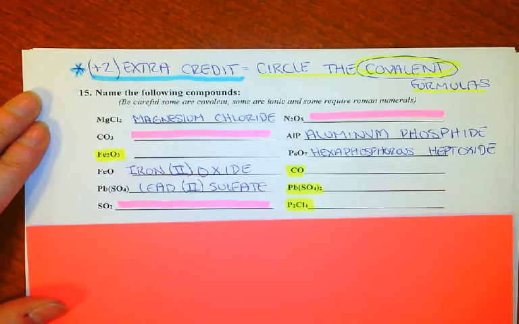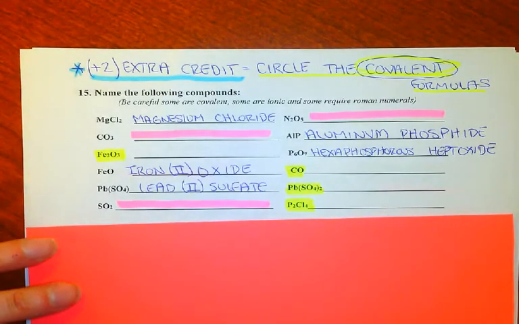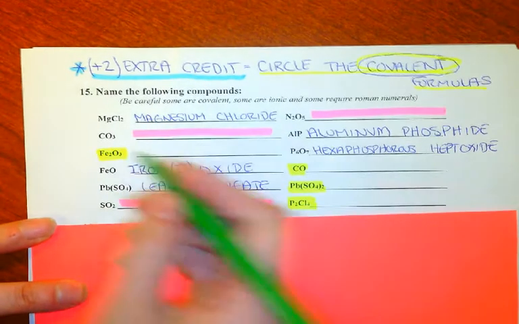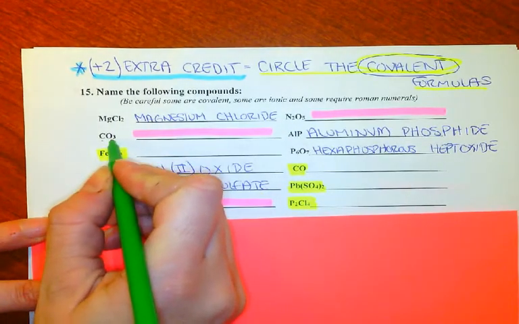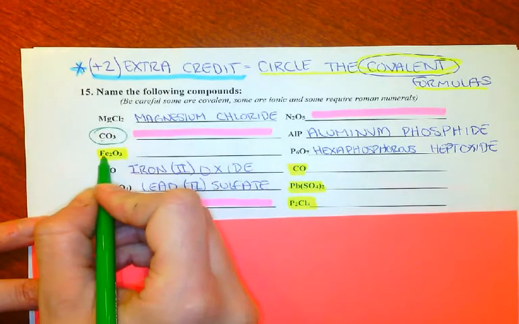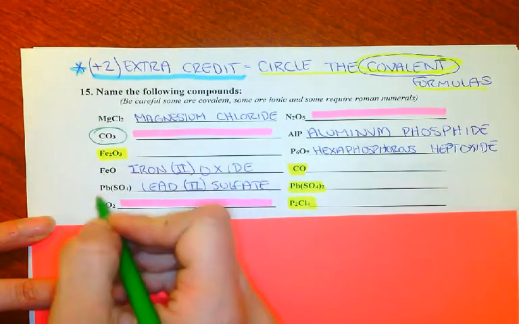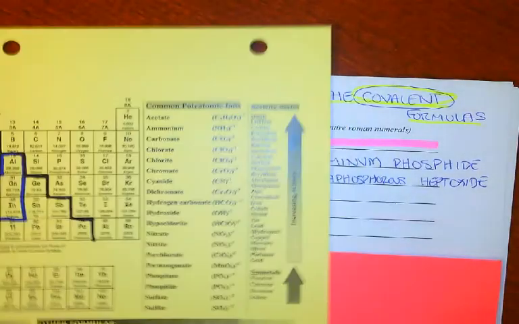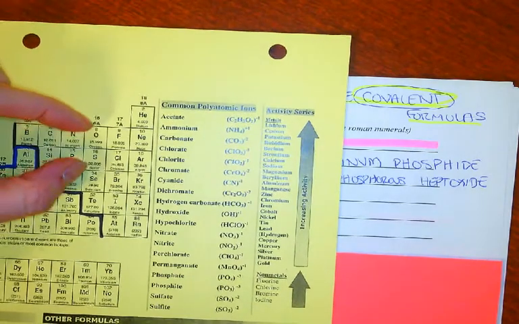Okay, so looking down here, I'm going to go through and I'm going to circle, and I'll do it in green. Magnesium is a metal, so that's not covalent. Carbon and oxygen are both nonmetals. That makes this one covalent. Iron metal, lead metal, sulfur.